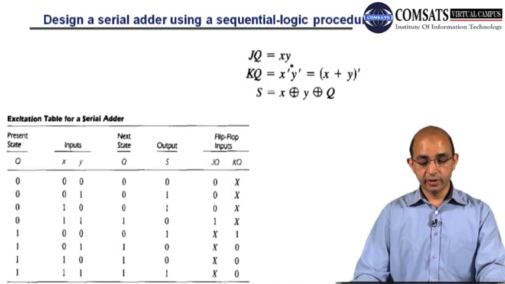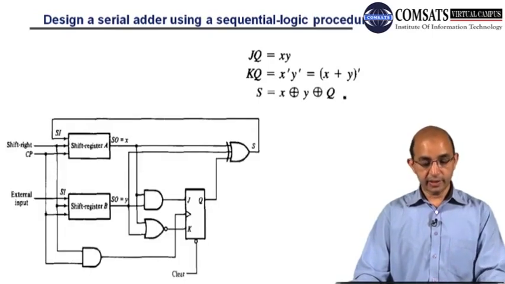So here we have XY for JQ, right? For KQ we have X bar Y bar, right? And for sum we have XOR operation, right? So X XORed with Y and XORed with Q. And this is the circuitry, right?